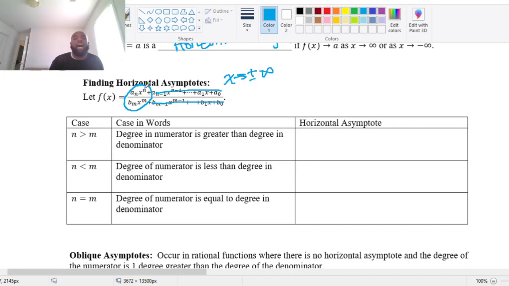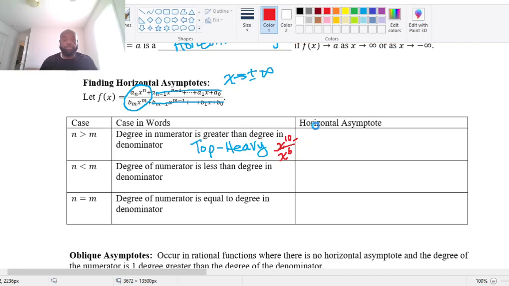When the degree on top is higher than the degree on the bottom, some people call that top heavy. An example of this would be something like x to the 10th over x to the 6th. Then the 6 is going to cancel with the 10, and we can simplify that to x to the 4th. And if I put infinity in for x to the 4th, it's just going to be infinity to the 4th power, or even more infinity. Or if that was negative infinity, in this case it's still going to be positive infinity because we're raising it to the 4th power.